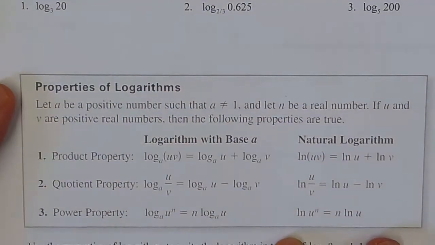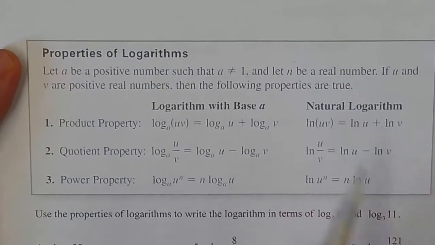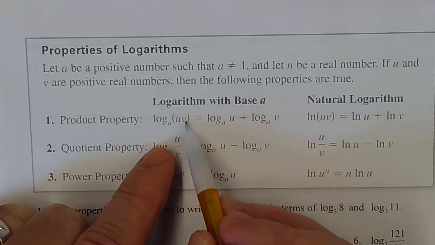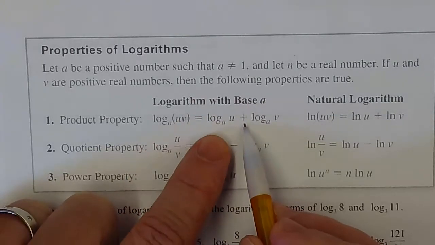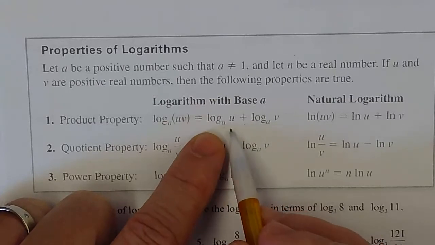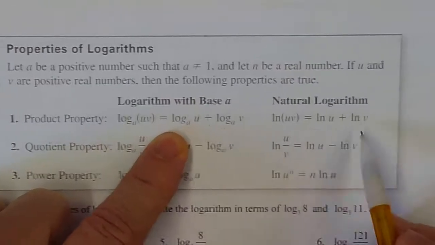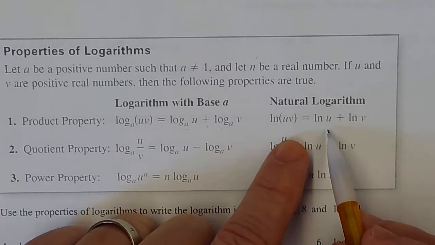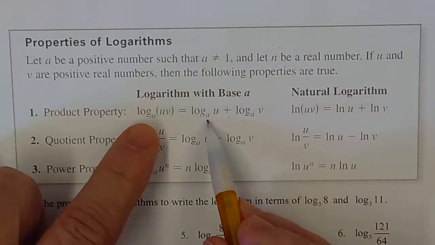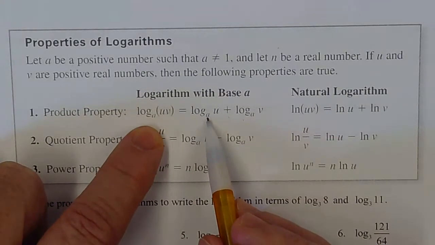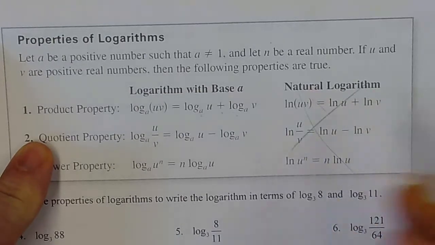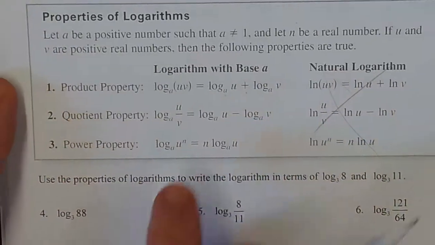Properties of logs. Okay, the product property states this. If I have u times v, or any type of product inside the argument, I can split this into a sum of logarithms. No matter what the base is, it works. Even if it's base e, they put the natural logarithm version of this over here, but we don't even need this. This summarizes everything with any base. Base 10, base e, base 2, it works. If that confuses you, you can even cross that part out. It doesn't matter. This summarizes it all.